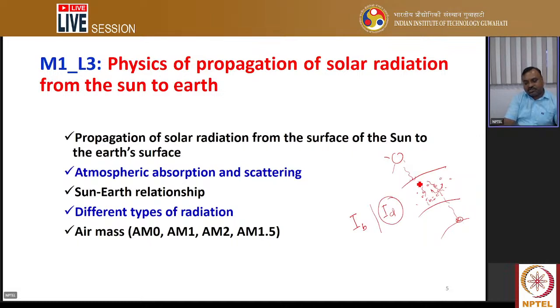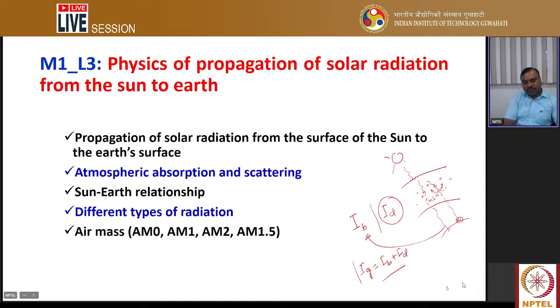If the solar radiation comes without disturbances in the earth atmosphere and strikes on the earth surface, then we call it beam radiation. And if we combine these two, then what we can define is global radiation. That means IB plus ID, right? And also we have discussed the phenomena of absorption and scattering in the earth atmosphere. Also, we have discussed the sun-earth relationship and different types of radiation. Also, we have included the concept of air mass.